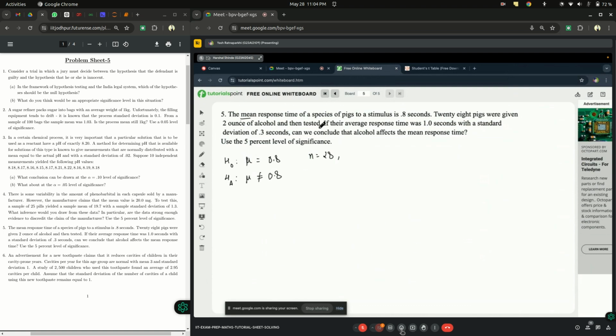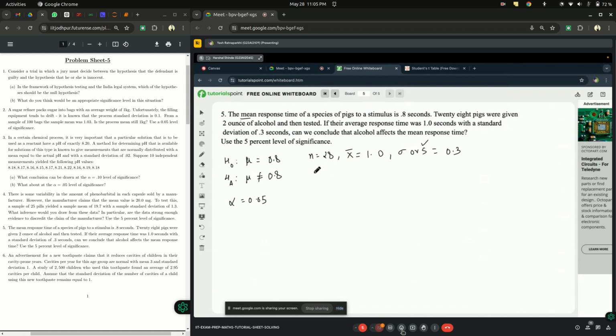Perfect, Prince. Thanks. So now it says, if their average response time was 1 second, and the standard deviation of 0.3 seconds. Is it the sample standard deviation, sigma or S? Sample standard deviation, S. Perfect. So S is given. Alpha is also given, 0.05. Think, what will it be?